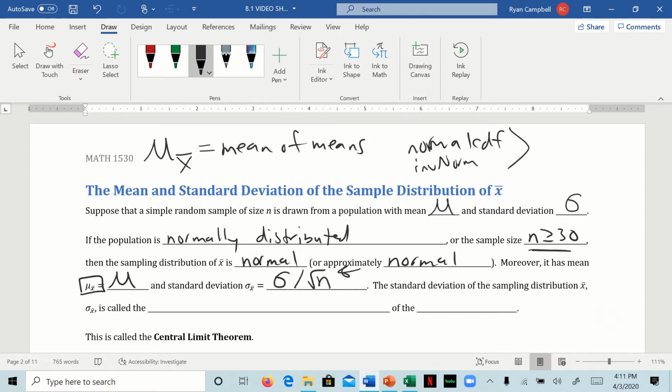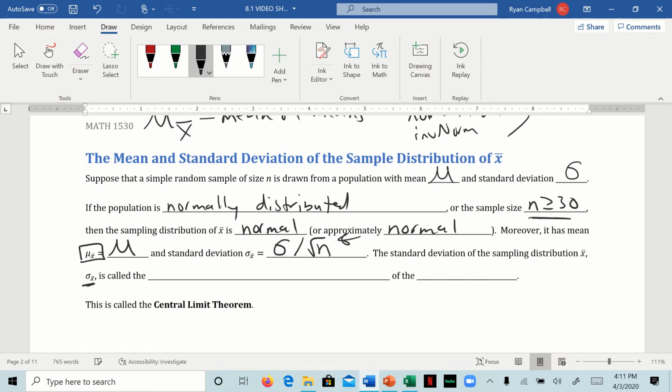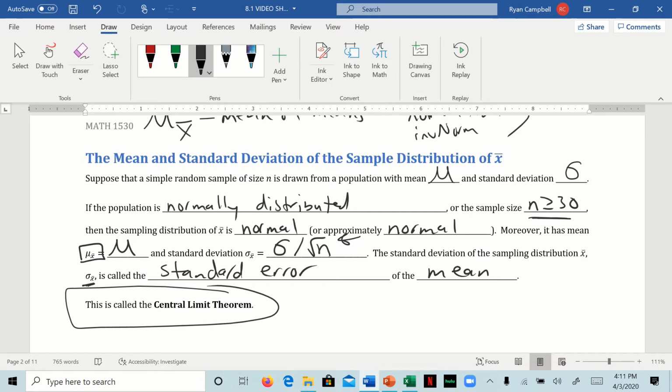And then just for definition's sake, this is the standard deviation of the means. Another way to say that, it's the standard error of the mean. And this whole concept is just called the central limit theorem. So if you're talking about the central limit theorem, you're saying that it's either normally distributed or the sample size is greater than or equal to 30, right? And then the mean is mu, standard deviation is sigma divided by square root of n.